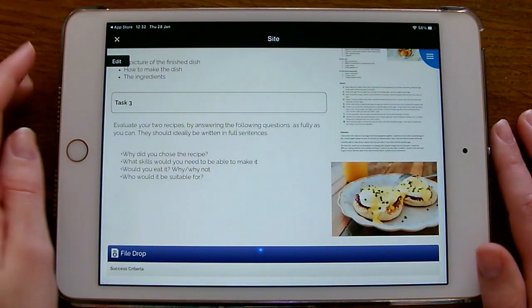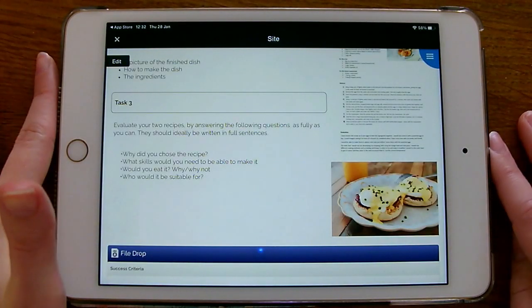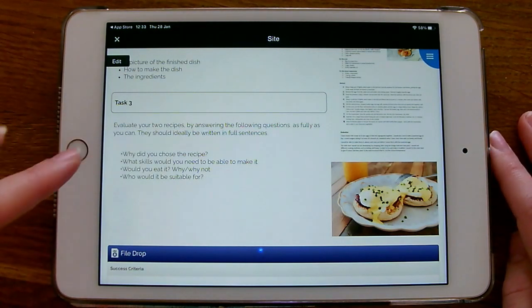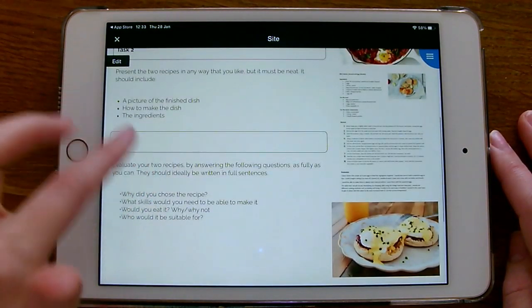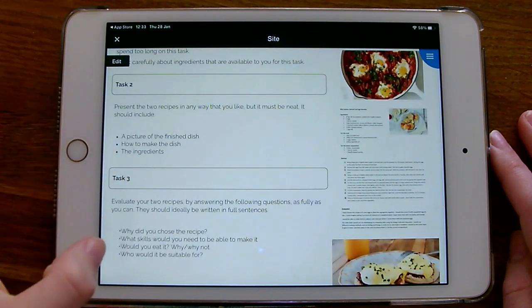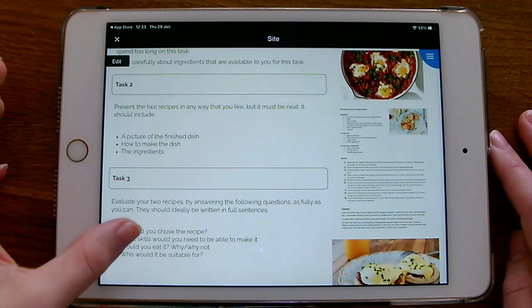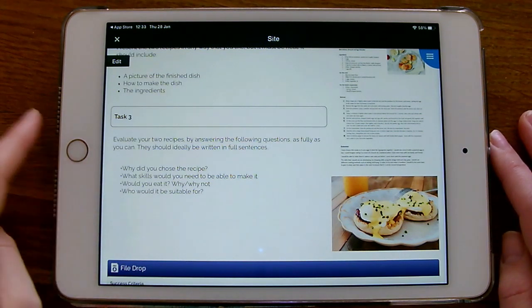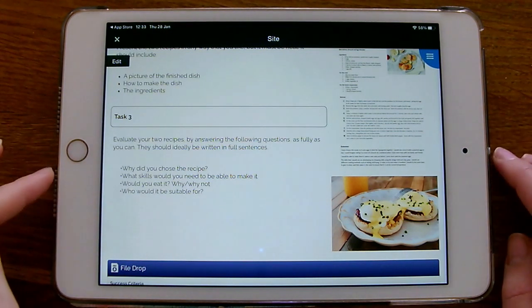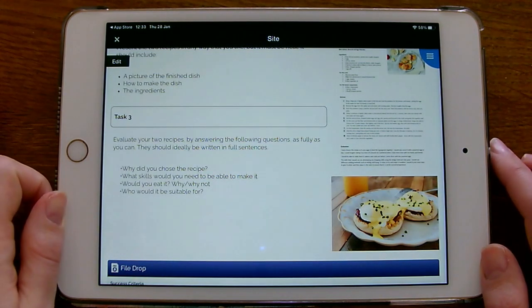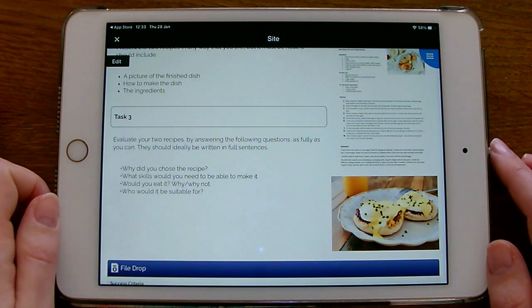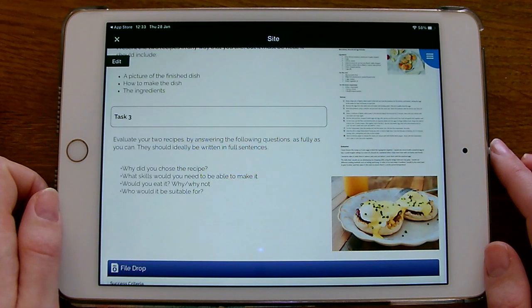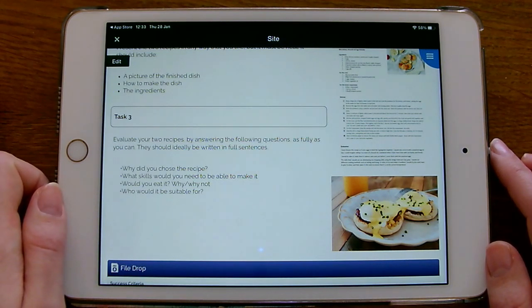Okay, year 7, so after you have selected your 2 recipes and you have presented them neatly, so that's for task 2, we're then moving on to look at task 3. So we are then going to evaluate these 2 recipes, and you can do that by answering the questions that are listed under task 3. Now try to explain them as much as you can, and really explain why you've selected those particular recipes. Why do you think they might be successful?